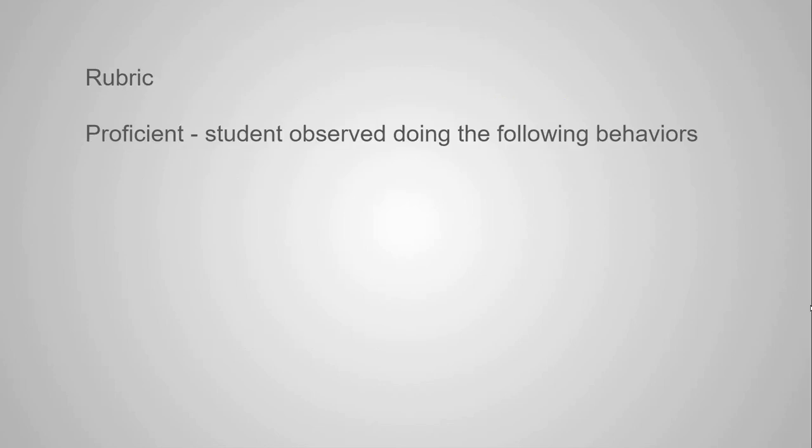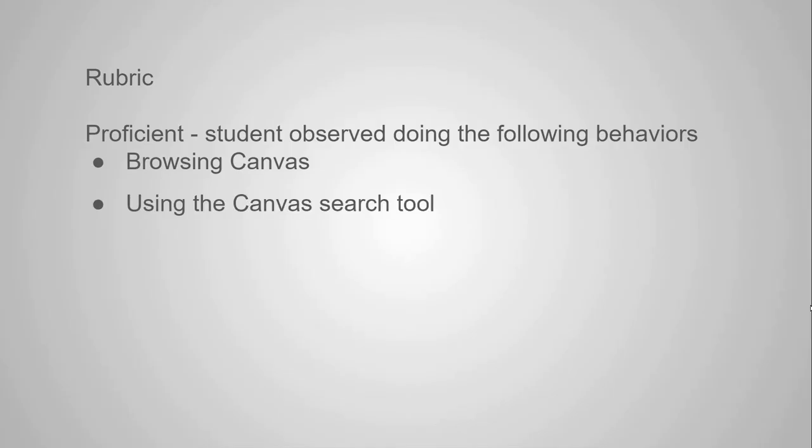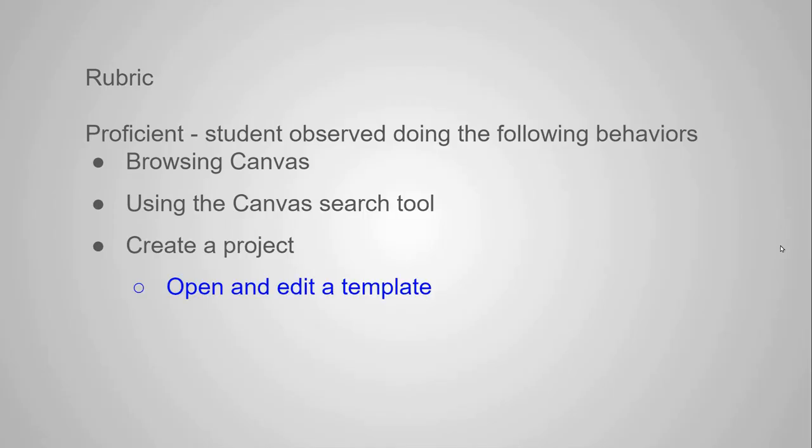Rubric-wise, proficiency means you're doing the work here. You're going to look at Canva. You're going to look around. You're going to open a project, maybe start a second project, look at a template, look at the search tool, and we're going to look at that in just a second here. Finally, create a project. You can either use a template or you can create your own.